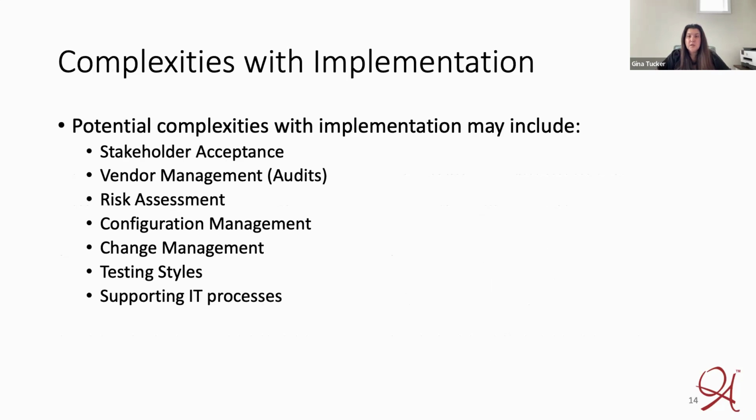With the implementation of any new or revised process comes the potential for a myriad of complexities. We hope everything goes well, but occasionally there are some complexities that pop up. So the implementation of an MVP can include several different complexities. Things like stakeholder acceptance, vendor management, or what you might refer to as vendor audits, risk assessment, configuration management, change control or change management, testing styles, and supporting IT processes.